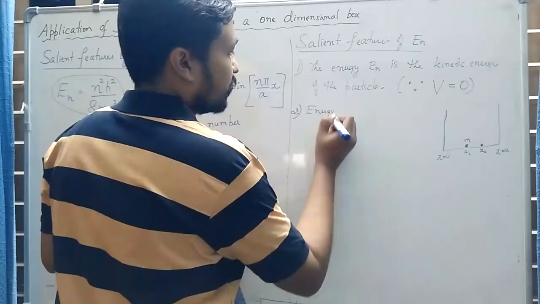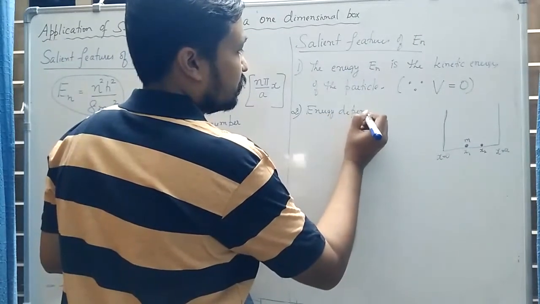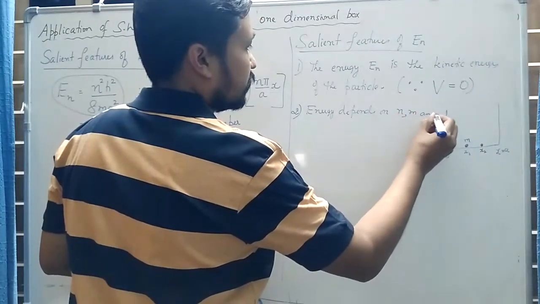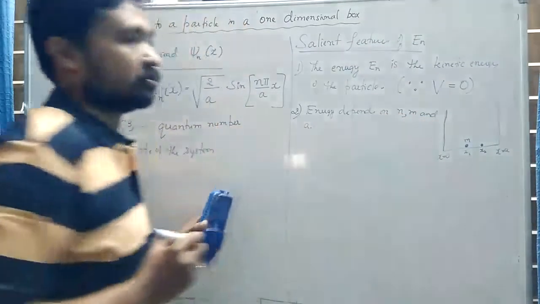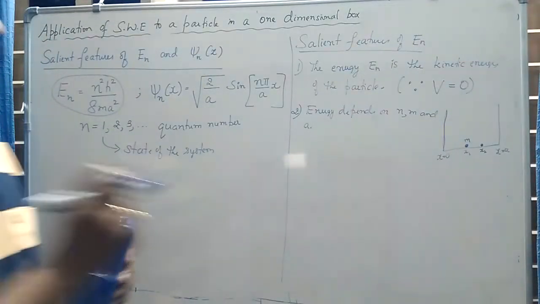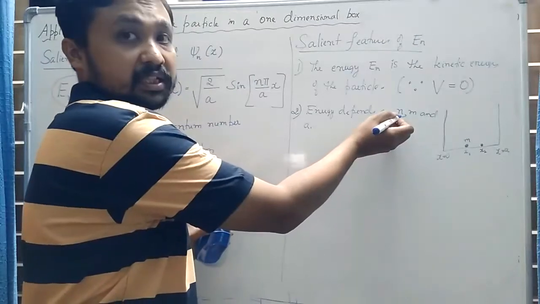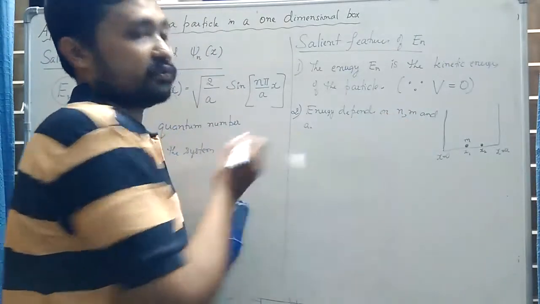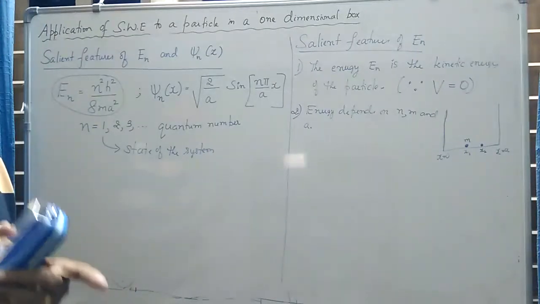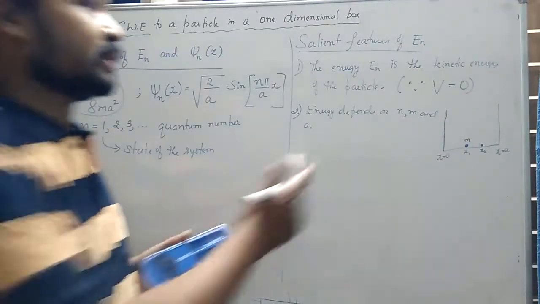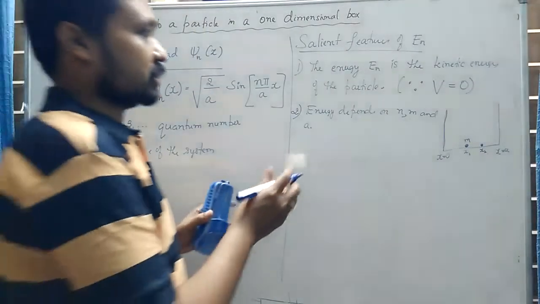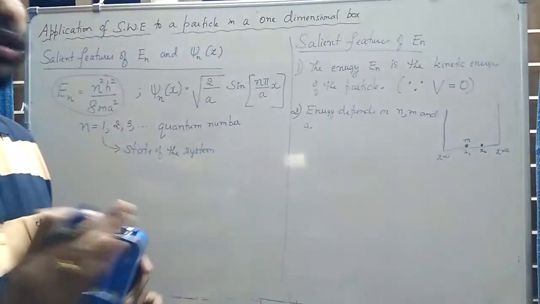Energy depends on n, m and length a. But if the particle is fixed, that is the mass of the particle is fixed, the two key factors are n, the integer, and the length of the box. If the length of the box is also fixed, the one key factor that affects the energy of the particle is the value of n. So as the value of n changes, energy also changes, but it does not depend on position.